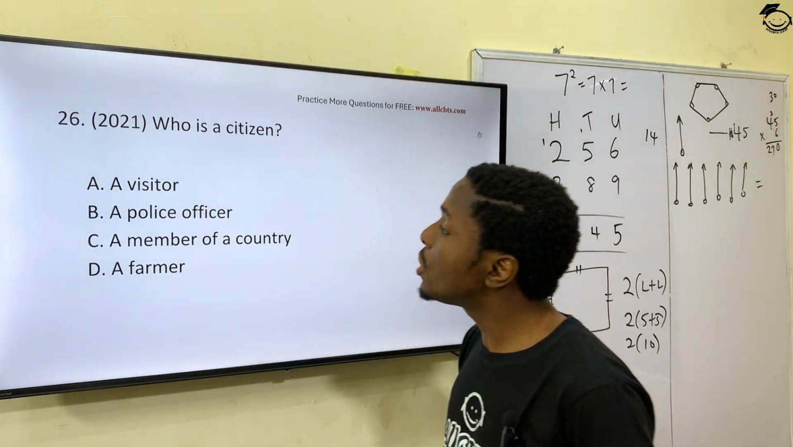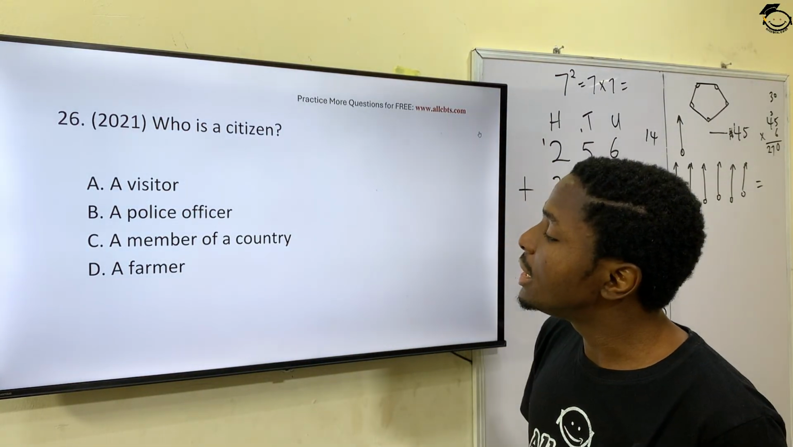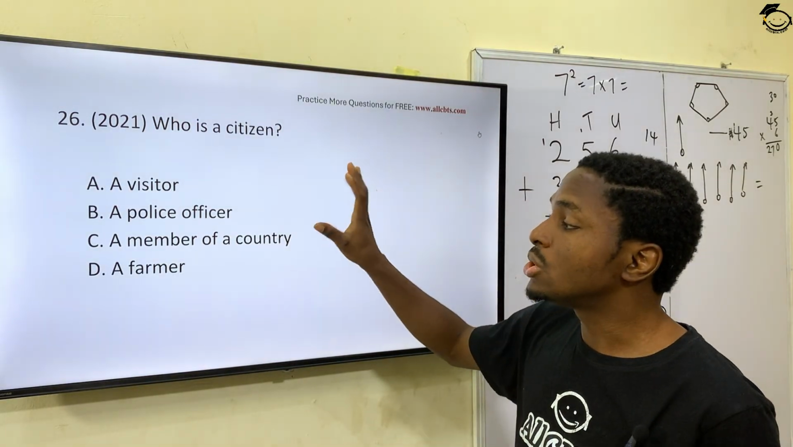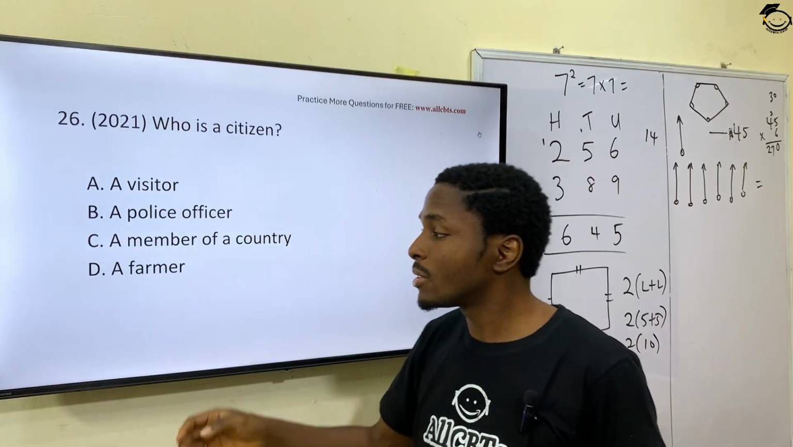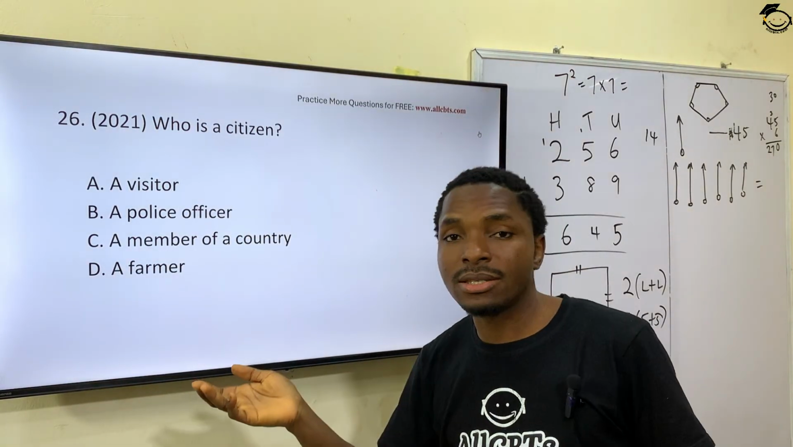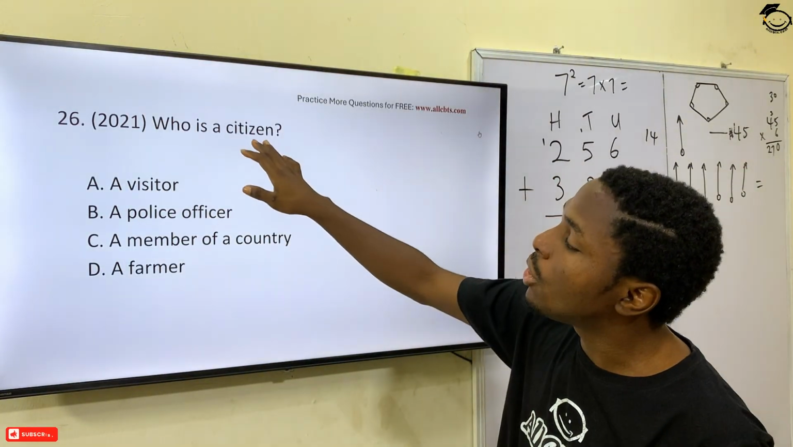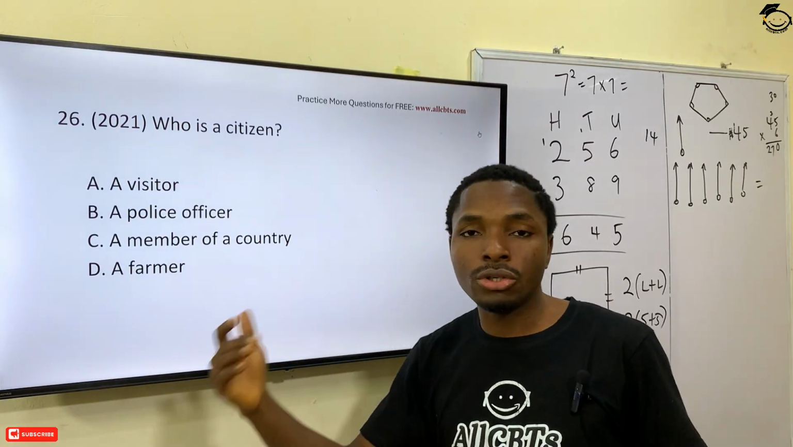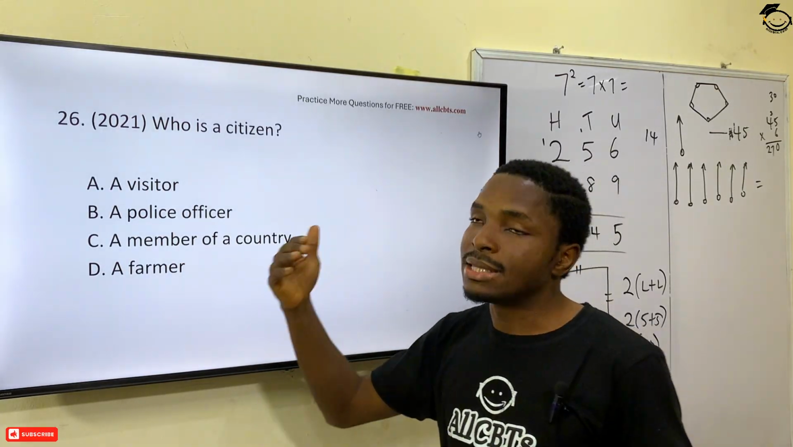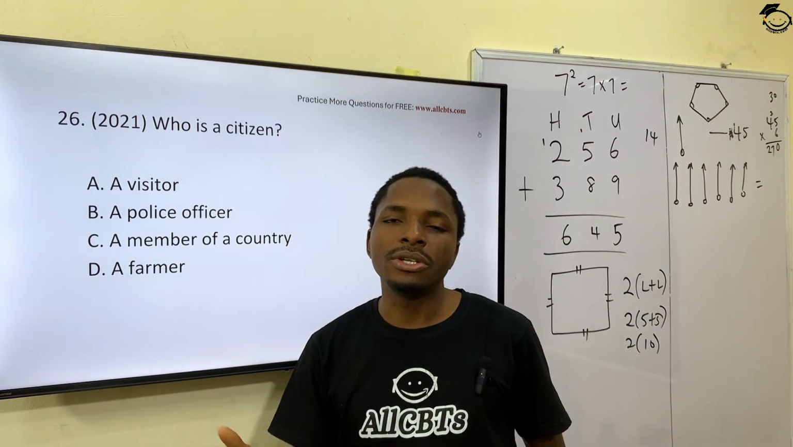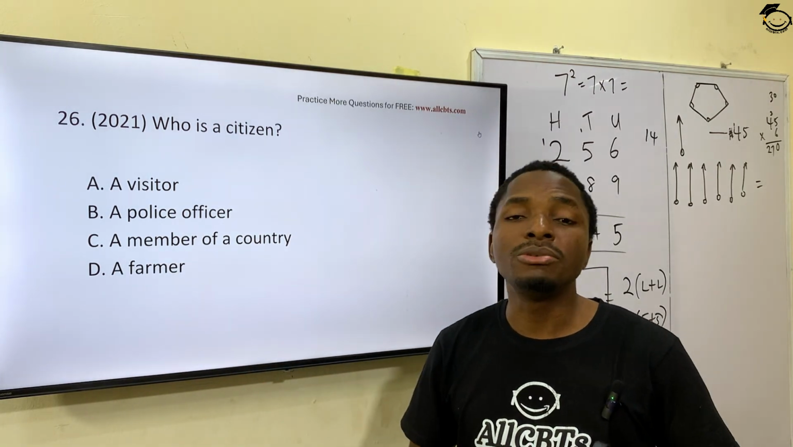26. Who is a citizen of a country, of a state? Is it a visitor, a police officer, a member of a country, or a farmer? The better option here: the police officer is a citizen, the farmer is a citizen. A visitor, it depends. But based on the question in context, a member of a country is a citizen. And a person can become a member of a country in different ways. You can become a member of the country by birth.